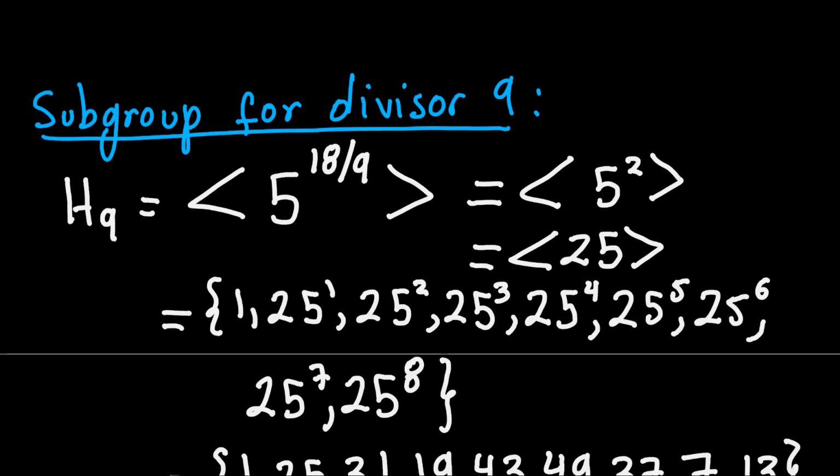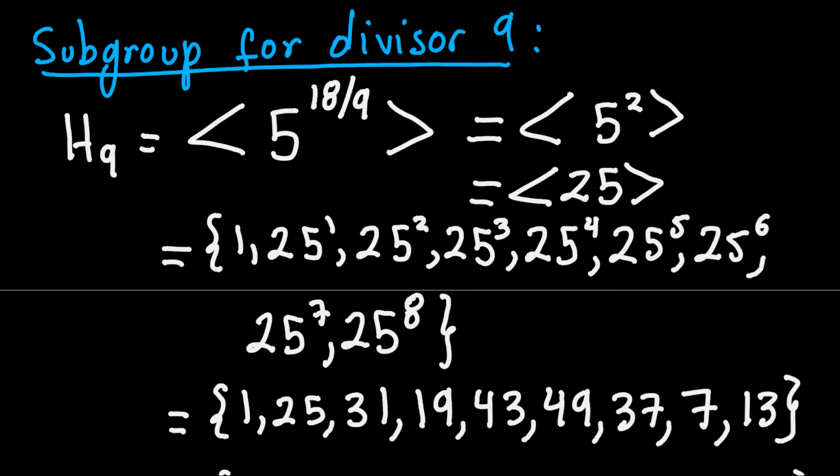So the subgroup that corresponds to the divisor 9, I'm going to call it H9. That's 5 to the 18 divided by 9. Again, this is the generator divided by the divisor. So that's 5 squared. If you do the computation here, 5 squared is 25 modulo 54. That's not something that you need to simplify, actually. This subgroup is going to have order 9. So it's all powers of 25. 25 to the 0th power gives you 1, and all the way to 25 to the 8th power.